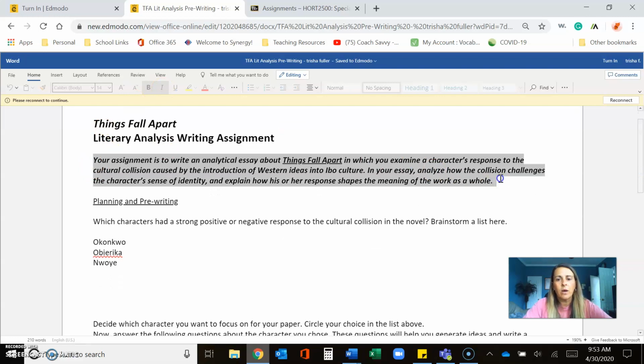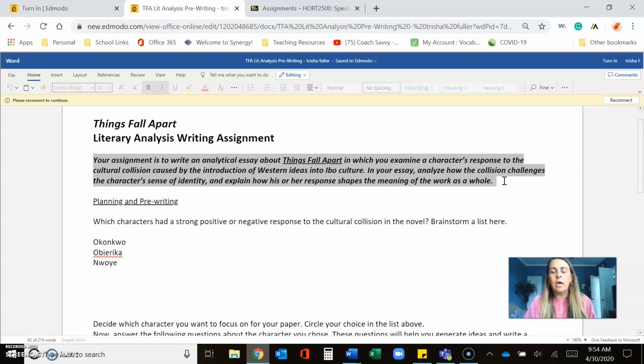Here's the actual prompt. I'm going to highlight it. It's right there in bold. So you're going to be writing an analytical essay about Things Fall Apart, and you're going to be examining one character's response to that cultural collision that's caused by the introduction of Western ideals into Igbo society. You're going to analyze how that collision changes the character's sense of identity and then explain how his response shapes the meaning of the work as a whole.